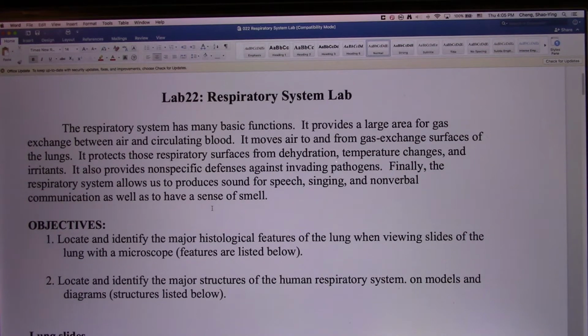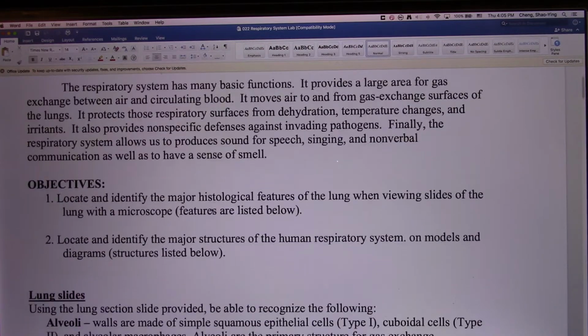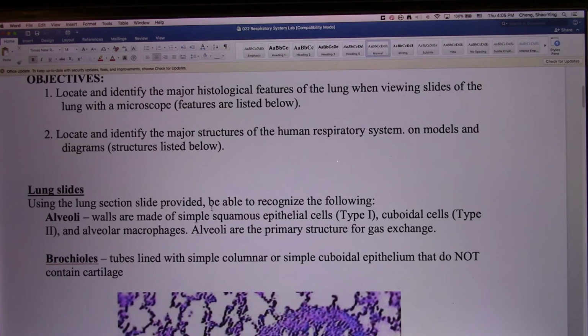Well, in Lab 22, the respiratory system. So in this lab, we're going to study the models and also the slides.